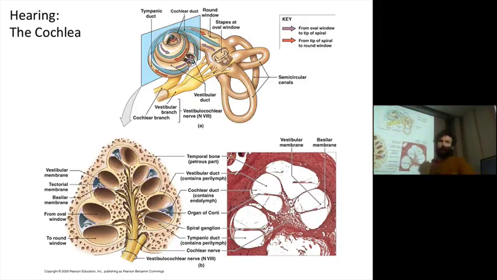All right, the cochlea first. We're going to talk about the two separate systems. There's actually three separate systems in the ear. 1, 2, 3. First, hearing. So hearing is achieved through the mechanism of the cochlea, this sort of snail shell thing that we have.